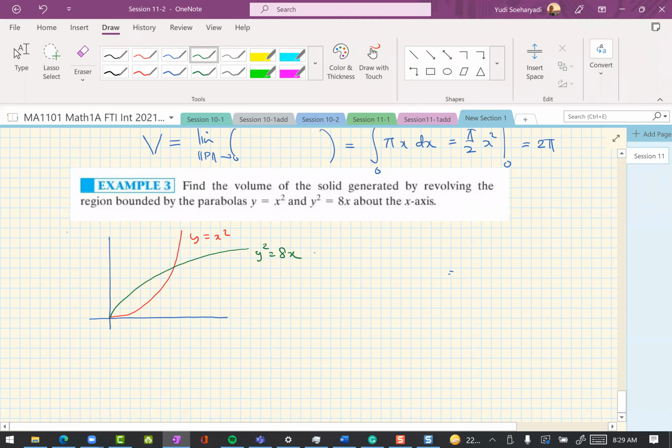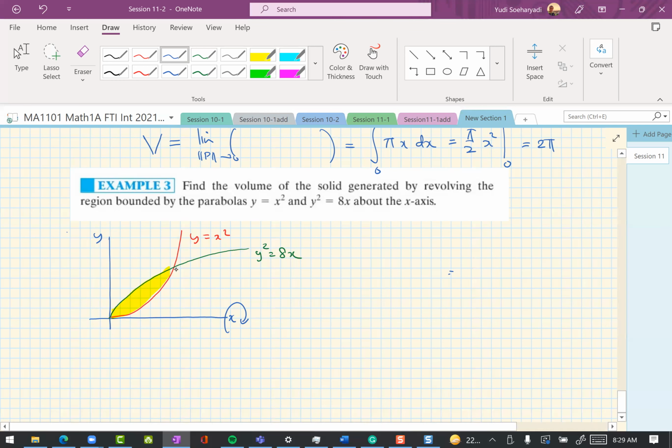So this region here. And revolve about the x-axis. That's important information: revolve about the x-axis or y-axis. All right, so we'll see.